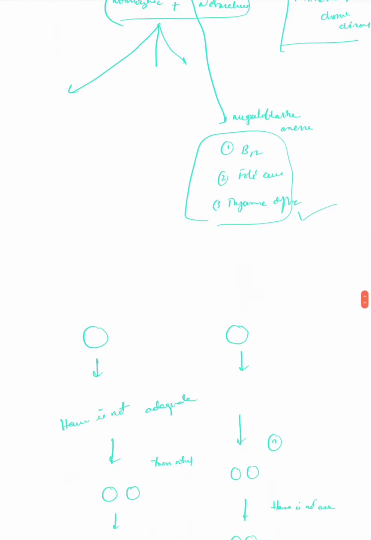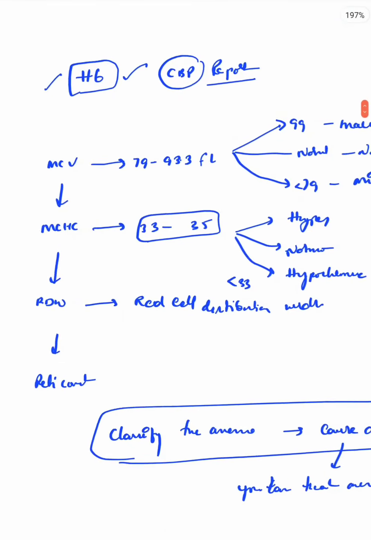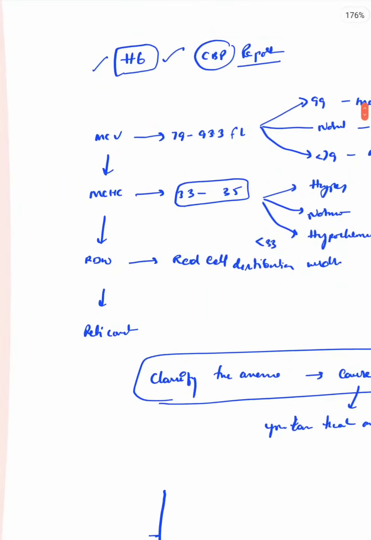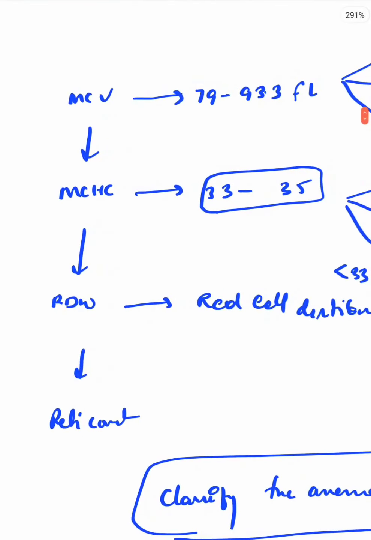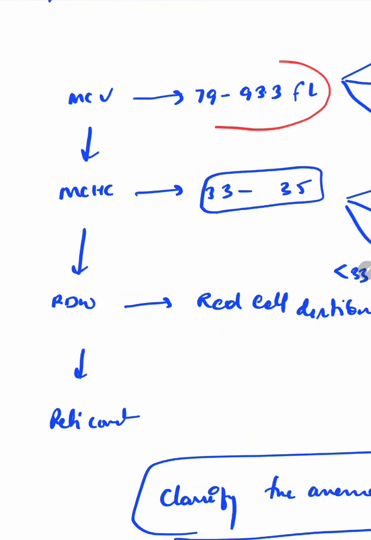This is the initial evaluation. Whenever there is decreased hemoglobin, in a CBP report we look for MCV. The normal MCV value is 79 to 93.34 femtoliters. Next, we look for MCHC. The normal value is 33 to 35. Next, we look for red cell distribution width and reticulocyte count.